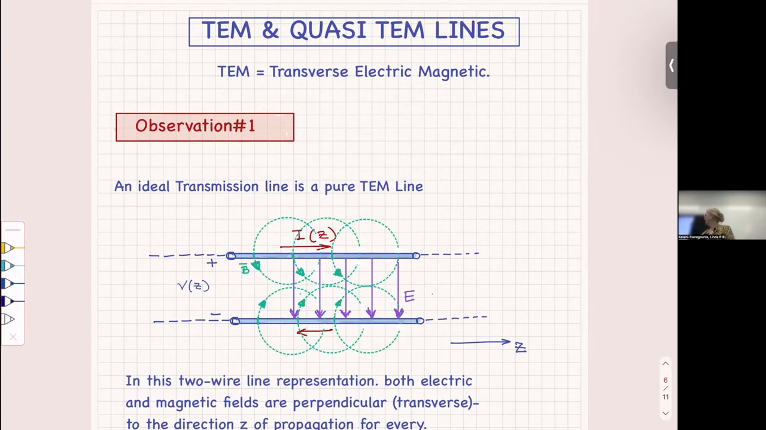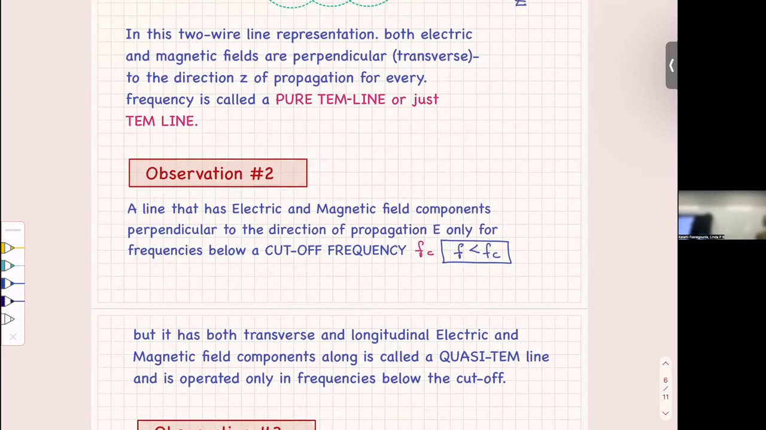And what does this do? Then we say this is a transverse electric and magnetic line. We call it a TEM. So when somebody tells you you have a TEM line, you understand what it means. An ideal transmission line is a pure TEM line. Okay, so now we got that, but let's go a little further down and make some observations.